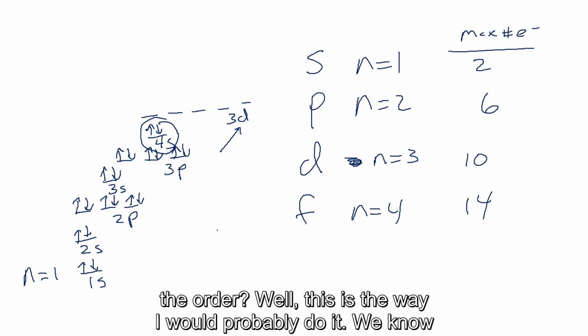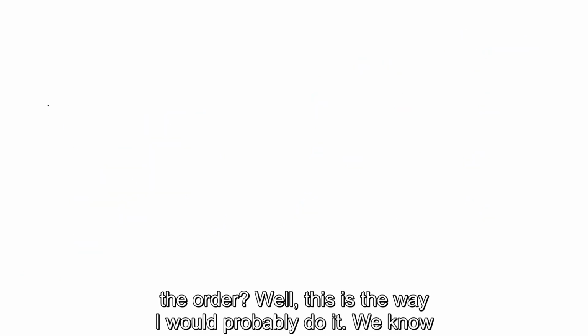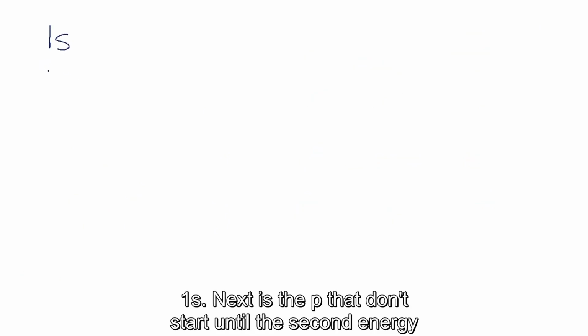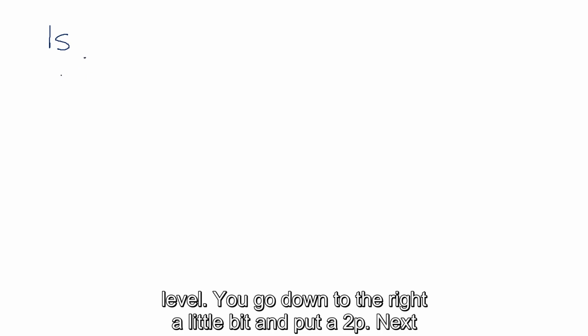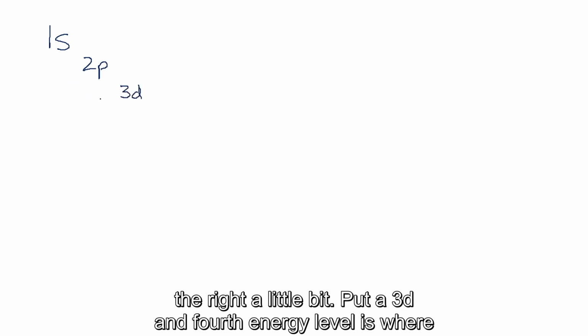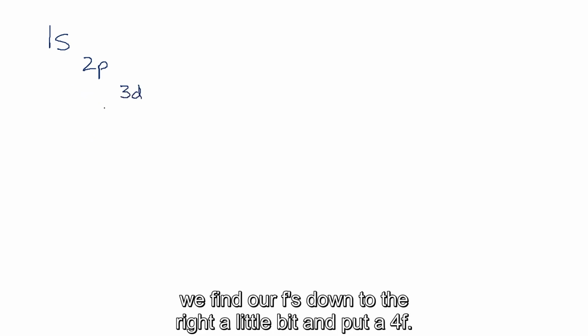Well, this is the way I would probably do it. We know that the s orbitals start on the first energy level, so that's a 1s. Next is the p, which doesn't start until the second energy level. You go down to the right a little bit and put a 2p. Next is the third energy level. That's where we see d's. Down to the right a little bit, put a 3d. And the fourth energy level is where we find our f's. Down to the right a little bit and put a 4f.